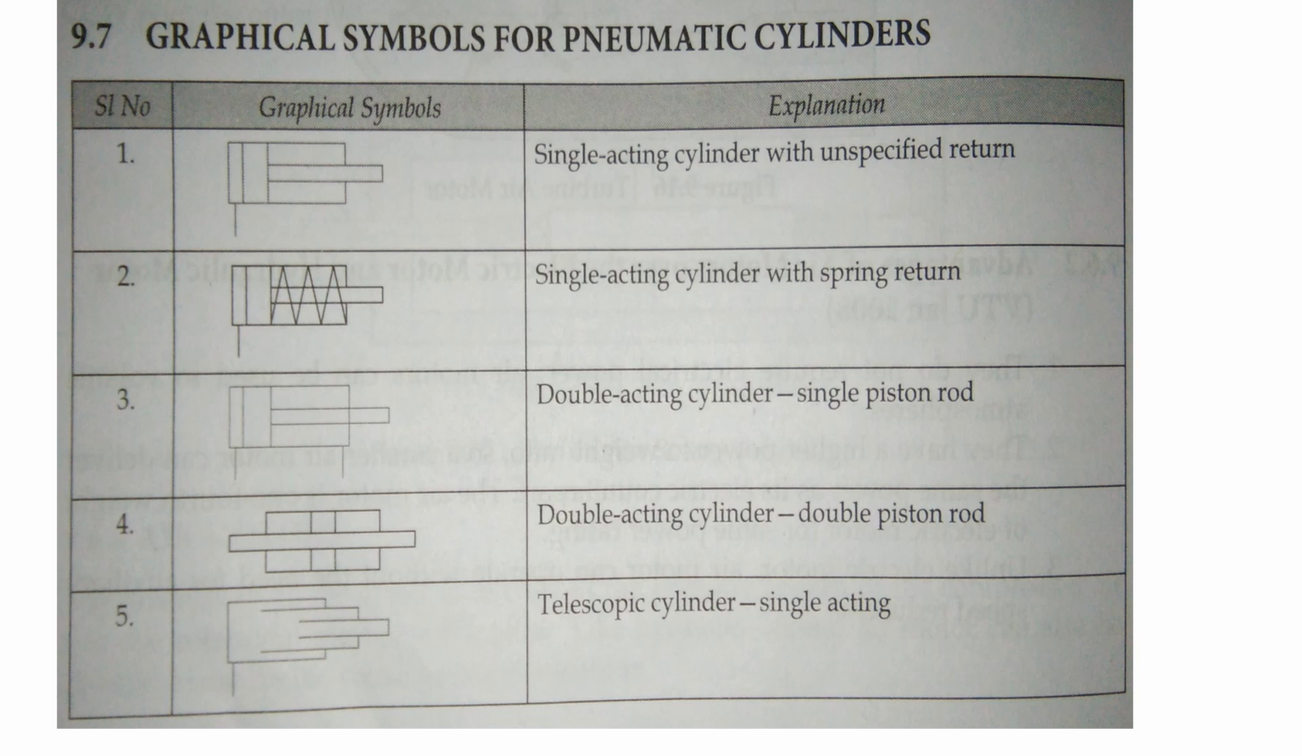In the first graphical symbol you can see there is only one input. It indicates a single acting cylinder, but the return is not specified. The return may take place due to the load itself. In the second one, it has only one input, and near the rod there is a spring shown. So it indicates a single acting cylinder with spring return.